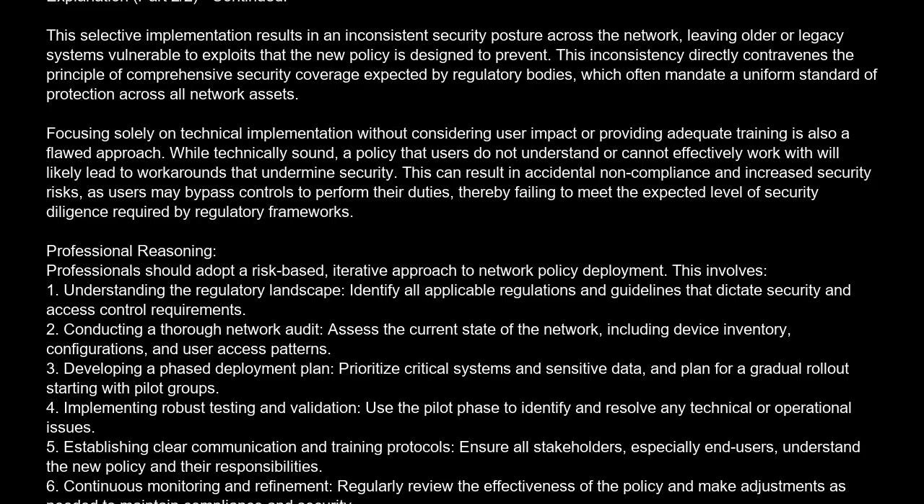4. Implementing robust testing and validation. Use the pilot phase to identify and resolve any technical or operational issues. 5. Establishing clear communication and training protocols. Ensure all stakeholders, especially end users, understand the new policy and their responsibilities. 6. Continuous monitoring and refinement. Regularly review the effectiveness of the policy and make adjustments as needed to maintain compliance and security.